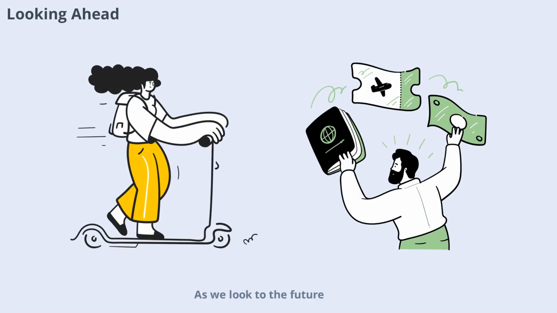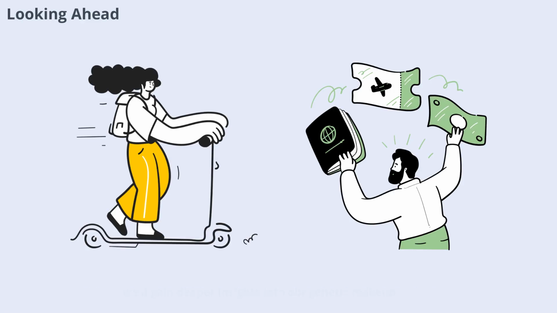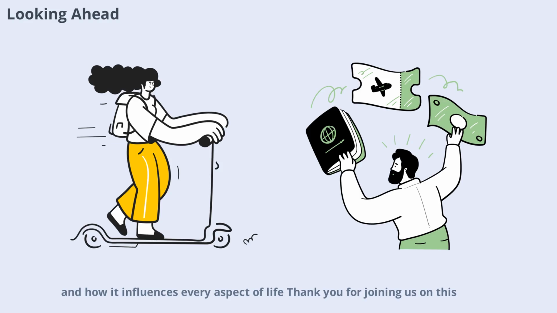As we look to the future, the study of mutations and polymorphisms will continue to shape science, medicine, and society. With ongoing research and technological advances, we'll gain deeper insights into our genetic makeup and how it influences every aspect of life.